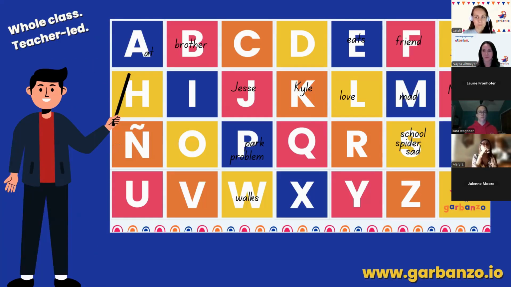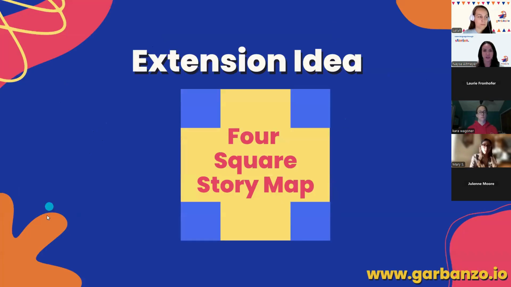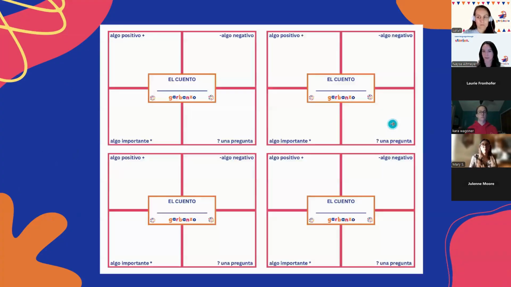And I don't know why, but they really do get into the challenge. So if you have any questions on those, by all means, drop them in the chat. That will be in the folder. Another idea is a 4-square story map.